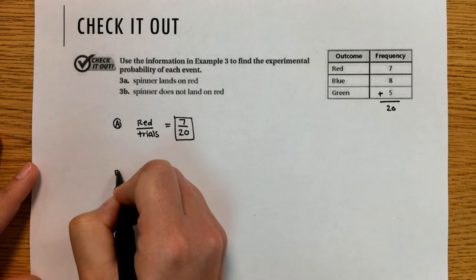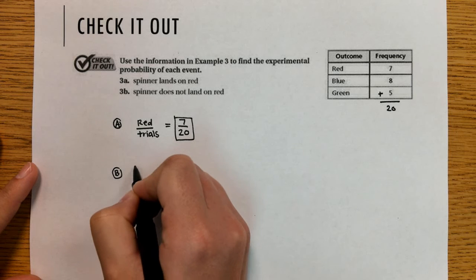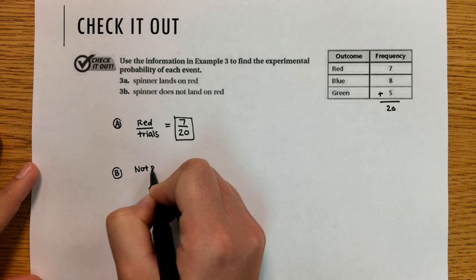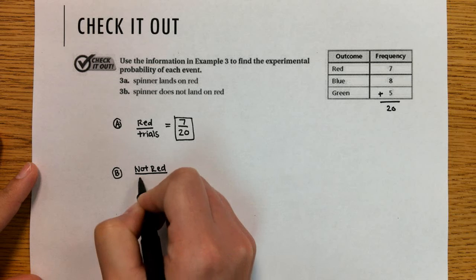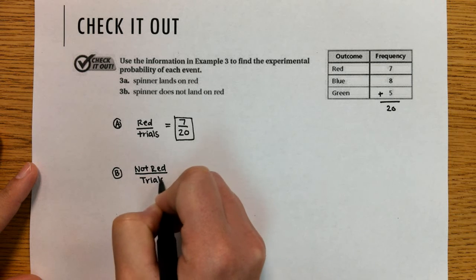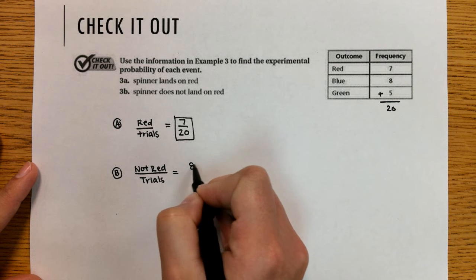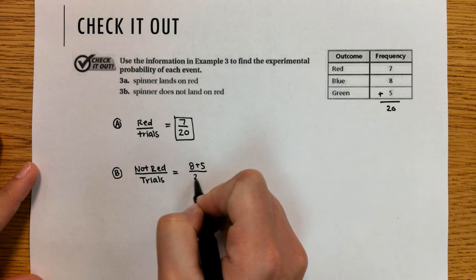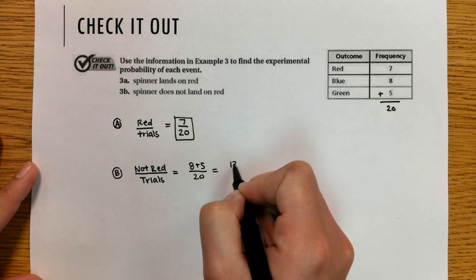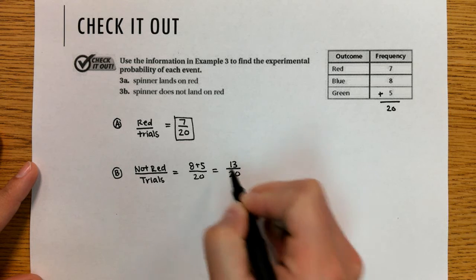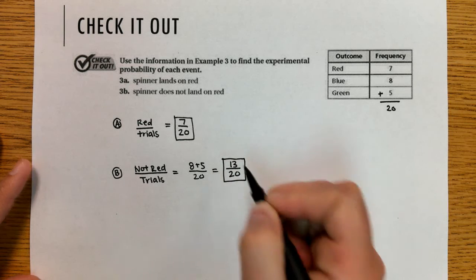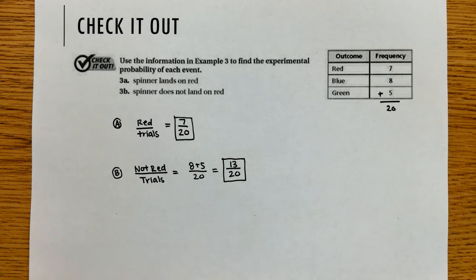For B, the spinner does not land on red, so we want not red over our number of trials. So not red means either blue or green, so we're going to have 8 plus 5 over 20. 8 plus 5 is 13 over 20. And 13 over 20 does not simplify, so that would be our final answer.